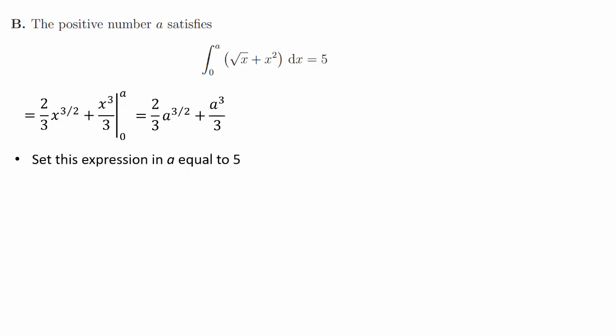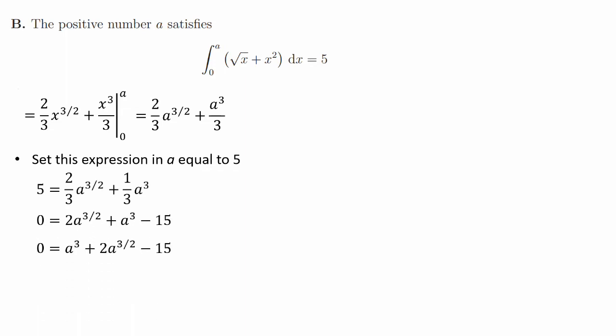Now what I have to do is set this equal to 5, and when I do this and rearrange it a little bit to make my life easier, I get 0 is equal to a cubed plus 2 times a to the 3/2 power minus 15. Now I'm going to let a to the 3/2 power equal t, and I get 0 equals t squared plus 2t minus 15. This can very easily be factored as 0 equals the quantity t plus 5 times the quantity t minus 3. I can solve this and I would get t equals -5 and t equals 3.